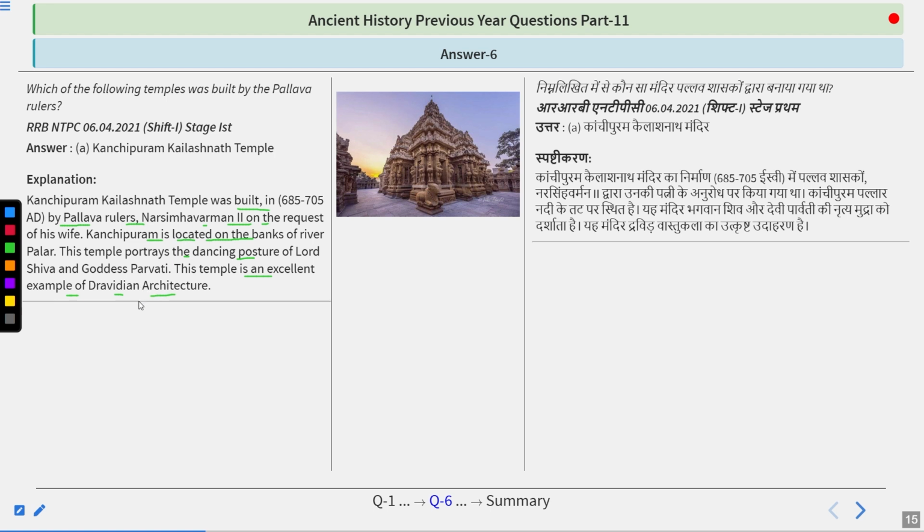And Dravidian, what is Dravidian? Dravidians are the people who are the natives of India, and they are basically related to Indus Valley civilization. So Dravidian architecture means particularly this architecture is related to those people who were from that era. And here you can see this is called Dravidian architecture, and Kanchipuram Kailashnath temple was built by the Pallava rule.